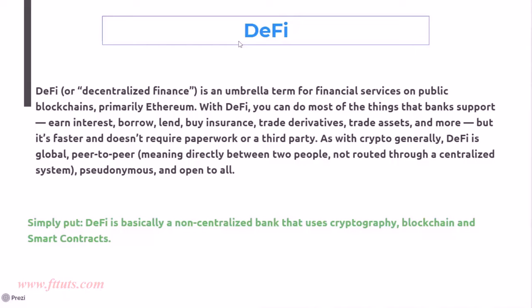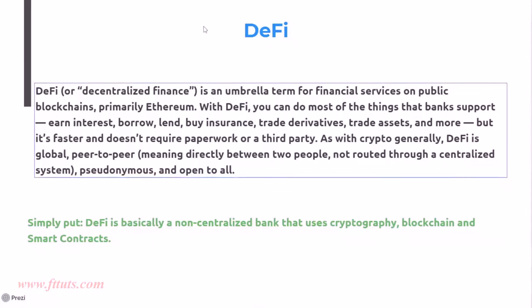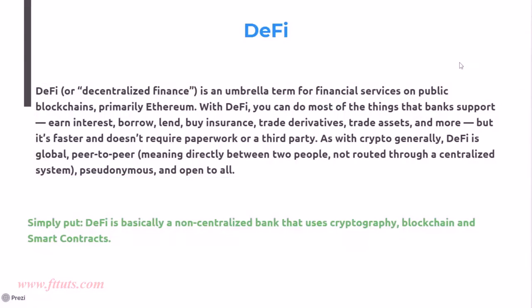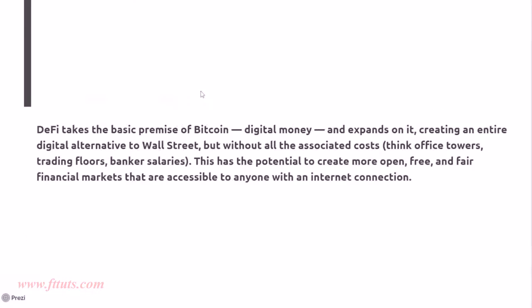So put simply, DeFi is basically a non-centralized bank that uses cryptography, blockchain, and smart contracts. Think of it as all the functions that a bank does, but using cryptocurrency so that there are way fewer loops to jump through and everything is a lot more efficient and a lot quicker. DeFi is taking the basic premise of Bitcoin, digital money, and expanding on it, creating an entire digital alternative to Wall Street without all the associated costs. Think of office towers, trading floors, banker salaries, etc.